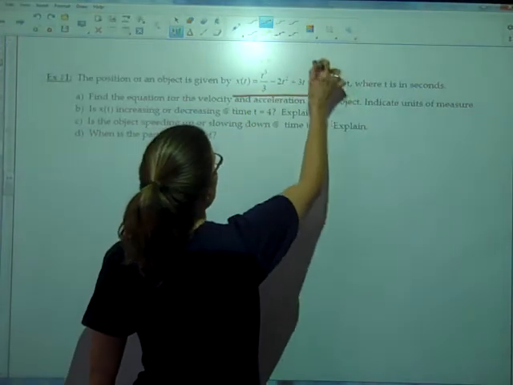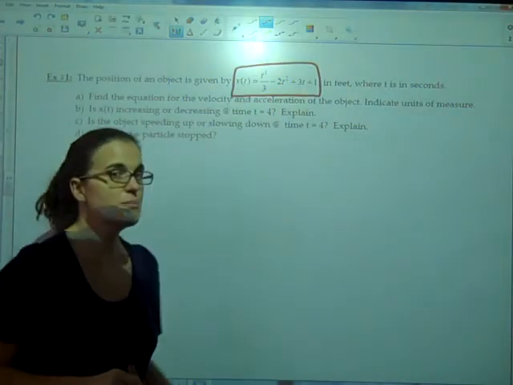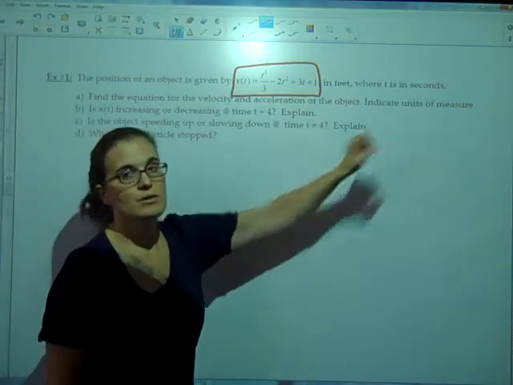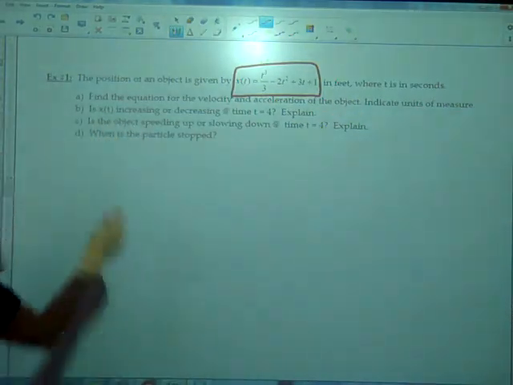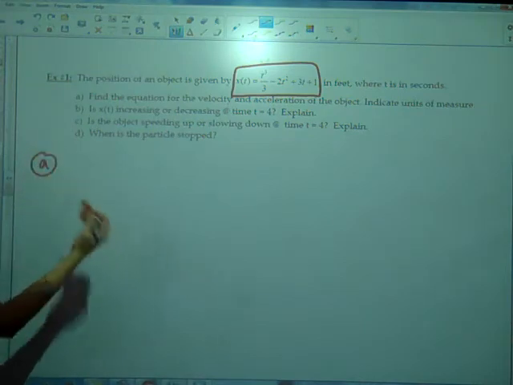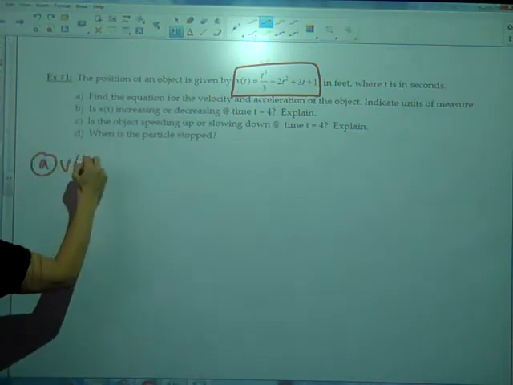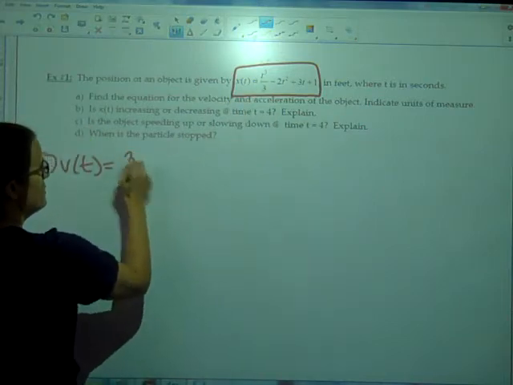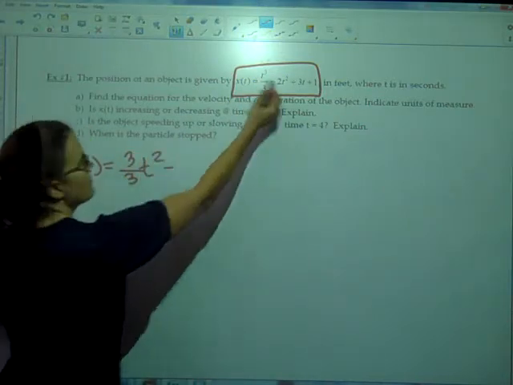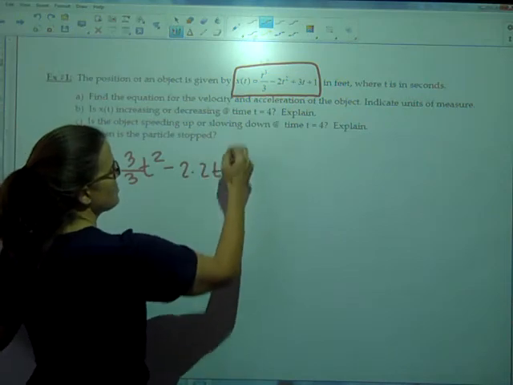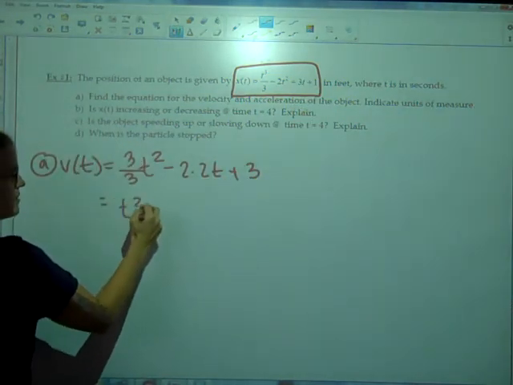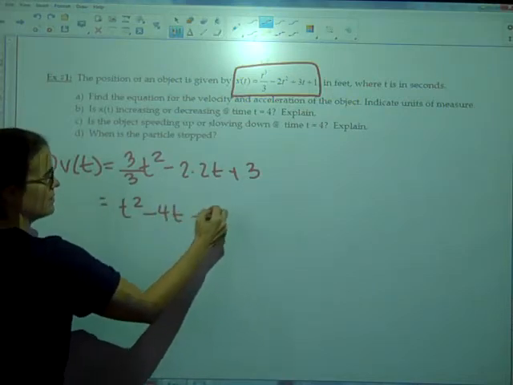We're going to work with a polynomial function, given as the position of an object or particle in feet, where t is in seconds. Part A asks us to find the equation of the velocity and acceleration. The velocity equation will just be the derivative of the position. So I'll pop that 3 out in front, and decrease by 1. Pop that 2 out in front, decrease by 1. 3 and 0. So the final velocity would be t squared minus 4t plus 3.